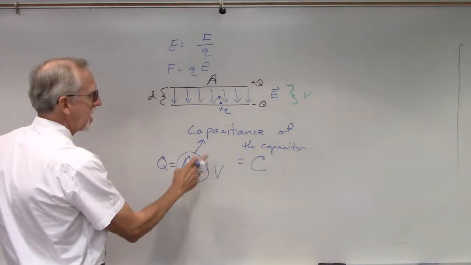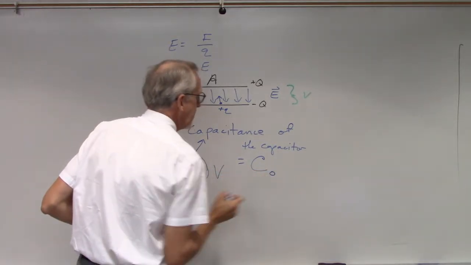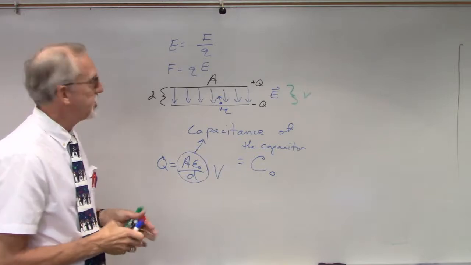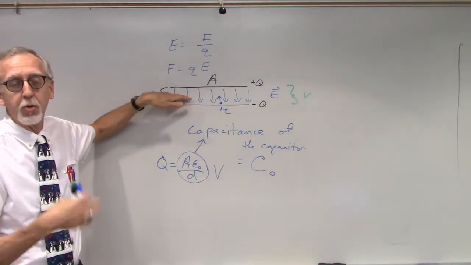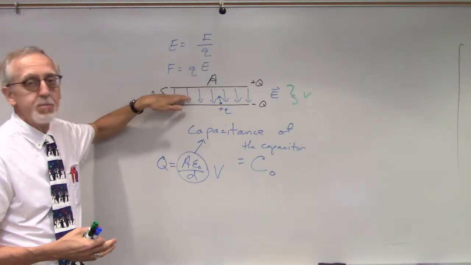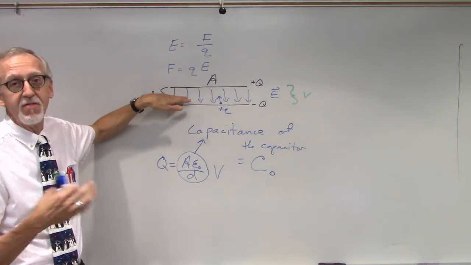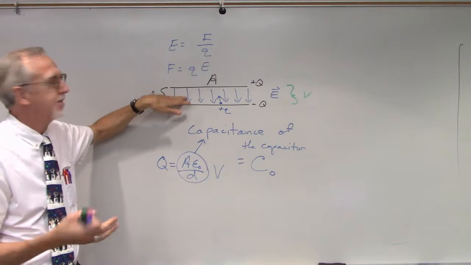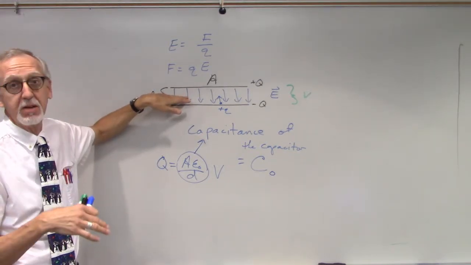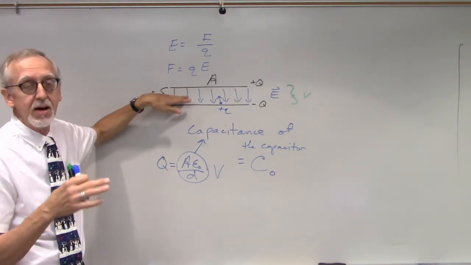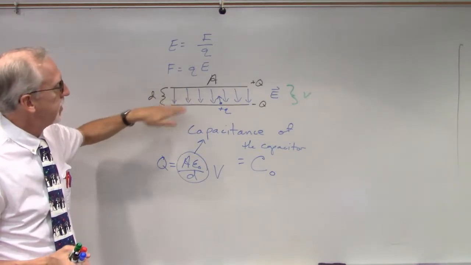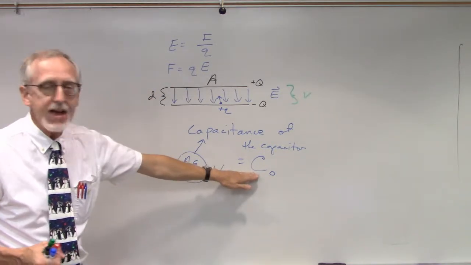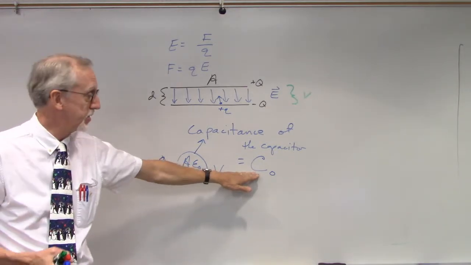Now, in this case, I'm actually going to put a little subscript O here because the assumption at this point is that there's nothing in between the plates. In other words, we'll assume that there's nothing in there but a vacuum. We might refer to this as a vacuum-filled capacitor. That might sound a little funny, because a vacuum means nothing. So it's a capacitor filled with nothing. So this will be the vacuum capacitance of the capacitor.